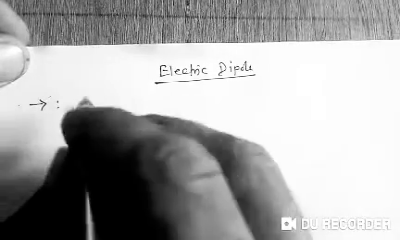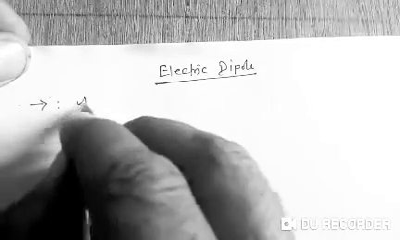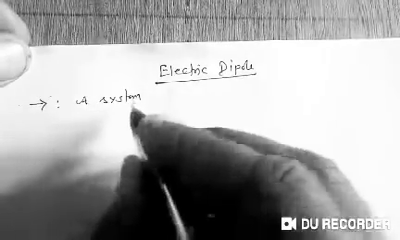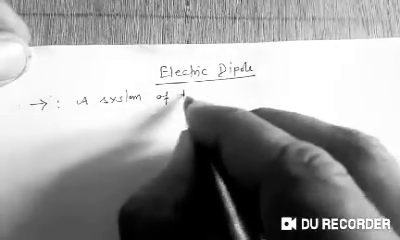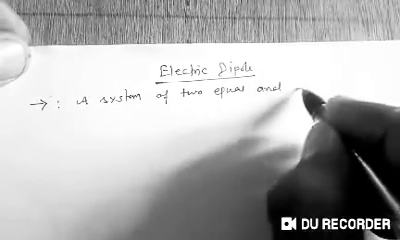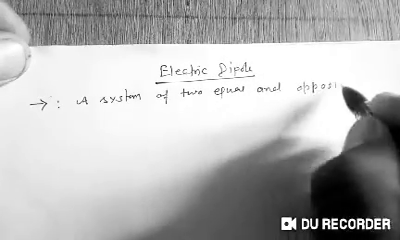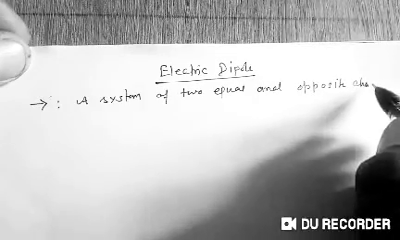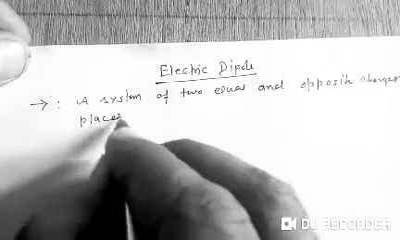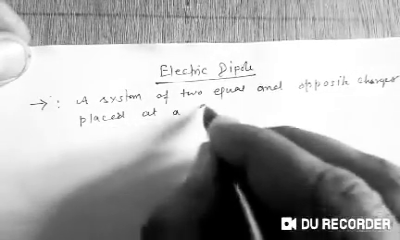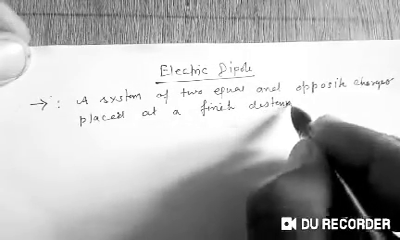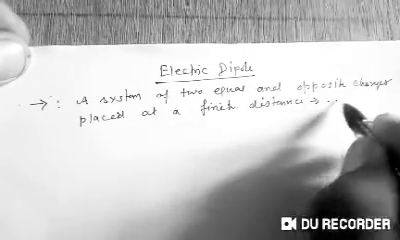Today we will discuss the electric dipole and the other terms and expressions related to it. So electric dipole is a system, or you can say the arrangement, system of two equal and opposite charges placed at a finite distance is called electric dipole.